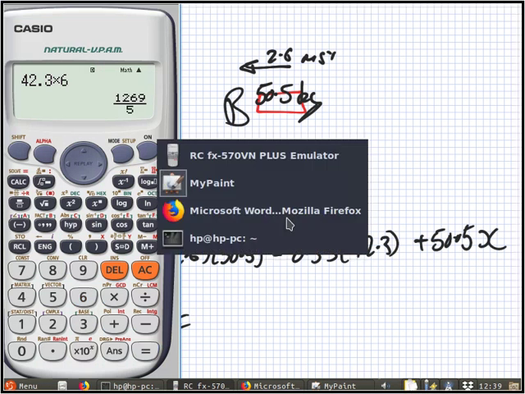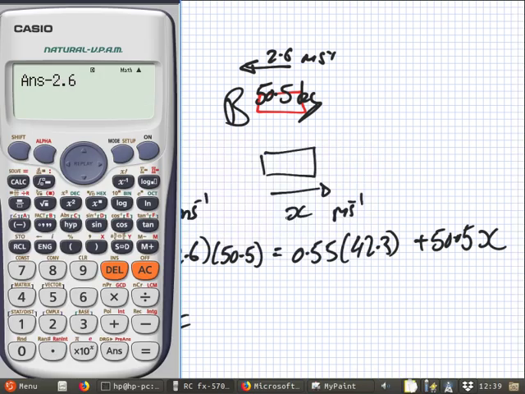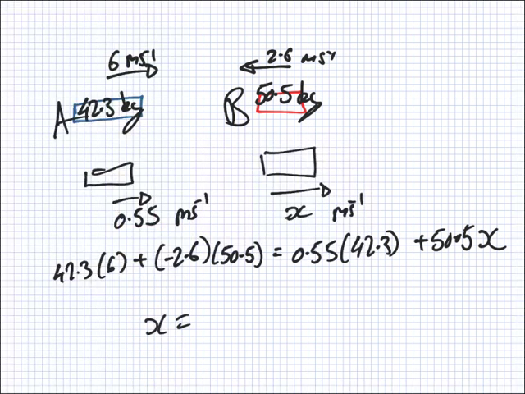42.3 times 6, minus 2.6 times 50.5, minus 0.55 times 42.3, divided by 50.5. So before I type it in, what would be a reasonable answer if you could use your imagination for x? A is going quite fast, more than twice as fast as B. And they're kind of similar in mass, although B is a little bit bigger. And A is not going that fast after the collision. So it feels like A might have given B a good push in the other direction.